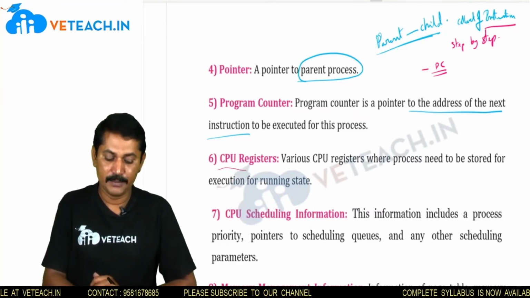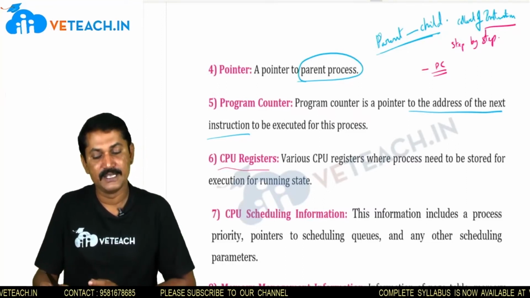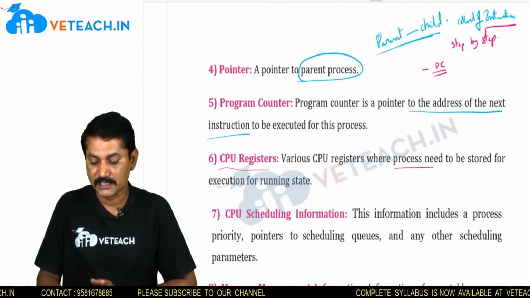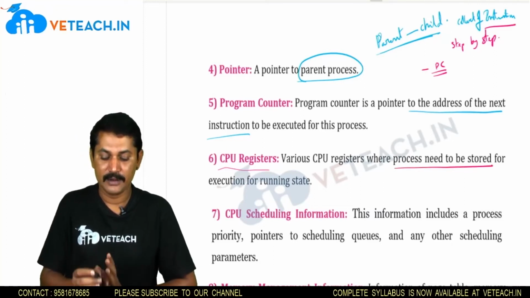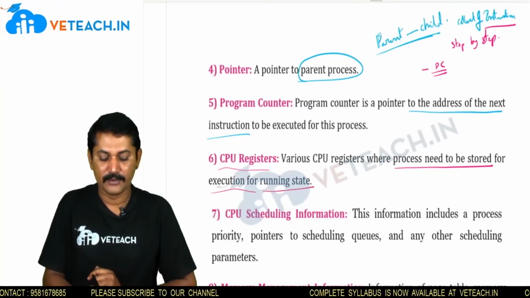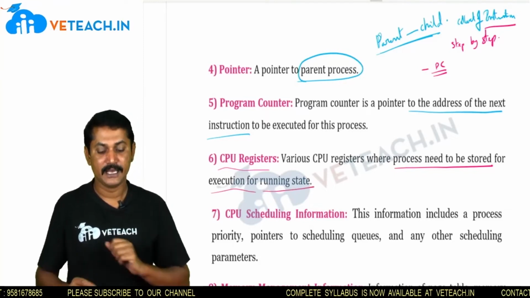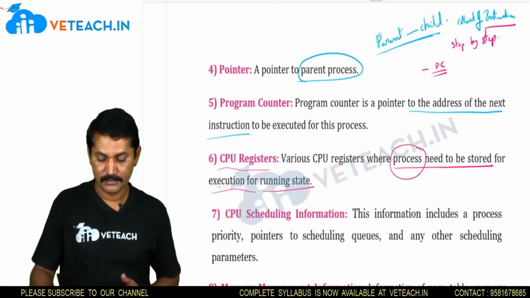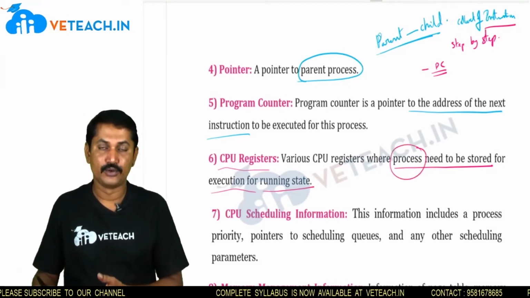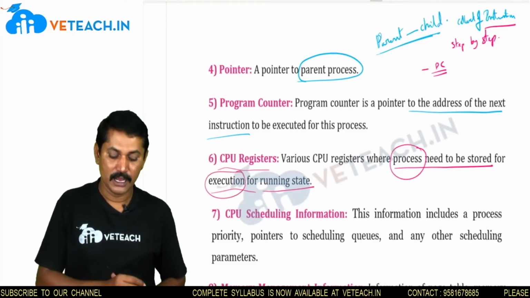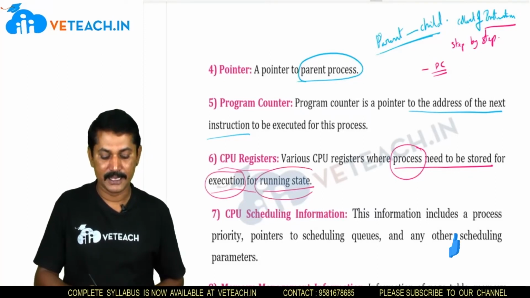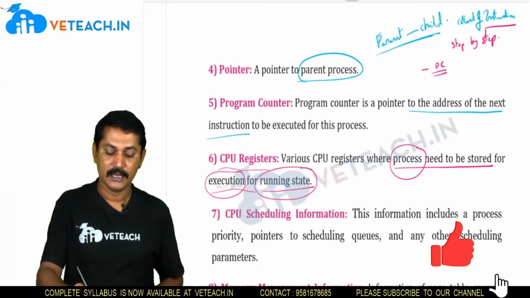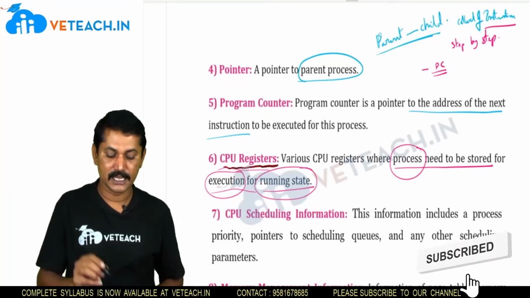Next one is CPU register. Various CPU registers are where the process needs to be stored for execution and for the running state. Here the registers are maintained to store the process, to perform the execution, and to maintain the running state. So, for this the CPU registers are there.